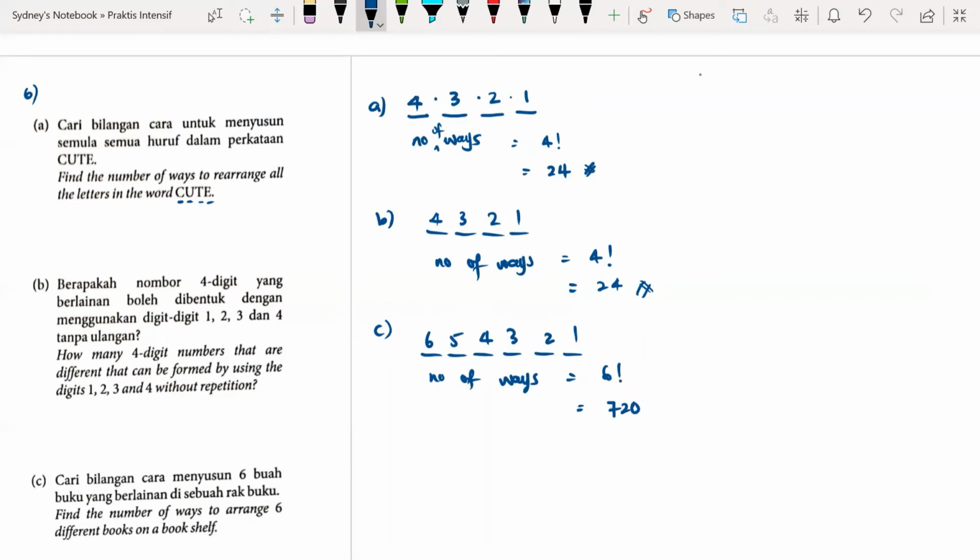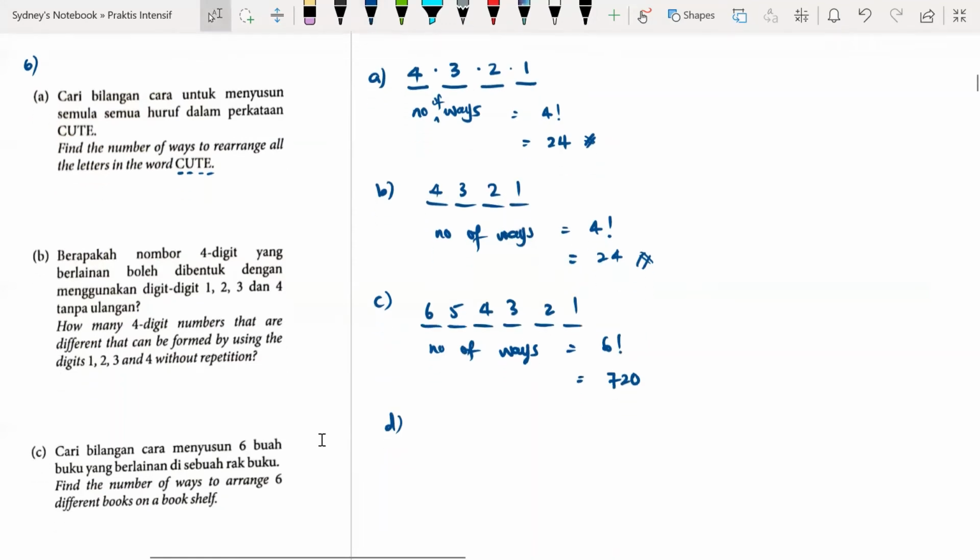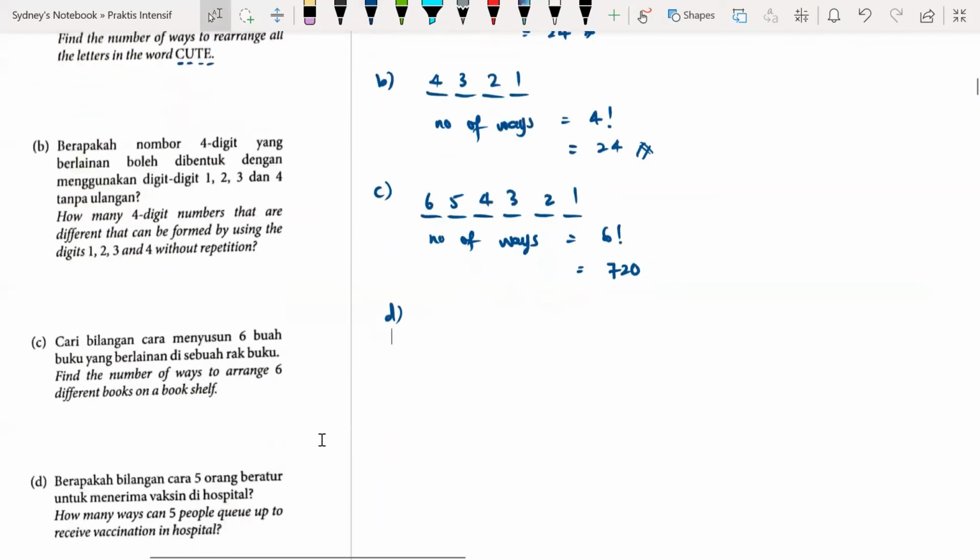And then part D. How many ways can 5 people queue up to receive the vaccination in hospital? So 5 people queue up, so we just create 5 empty slots. So we have 5, 4, 3, 2, 1. The first empty slot, we can choose any of the 5 patients. Then when 1 patient is already in line, we can choose the remaining 4 to fill in the second empty slot.